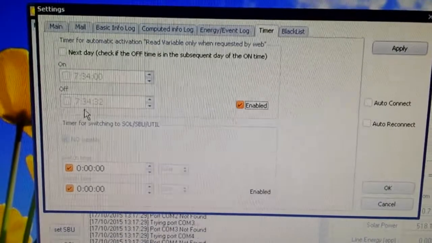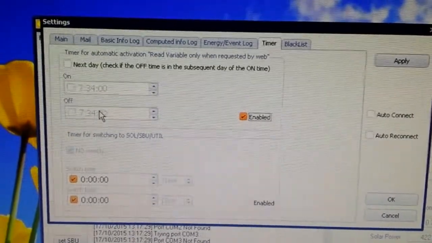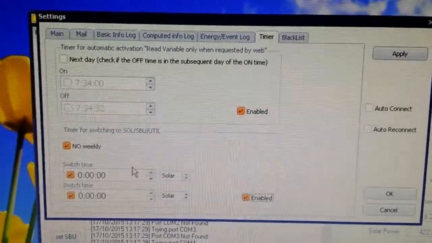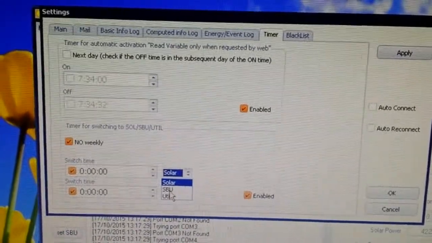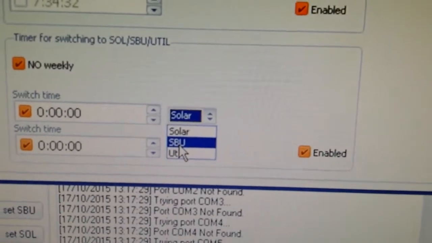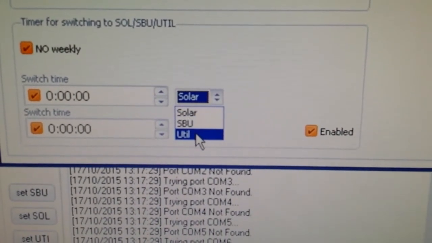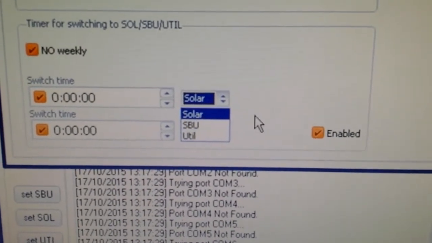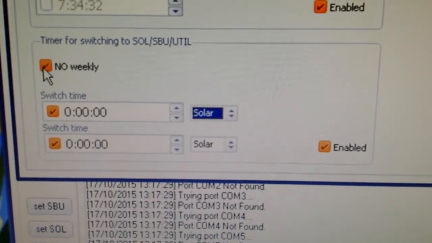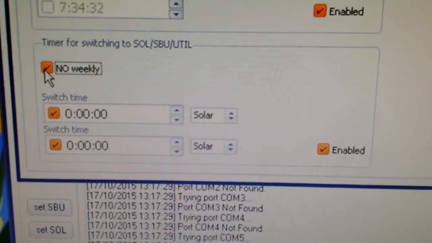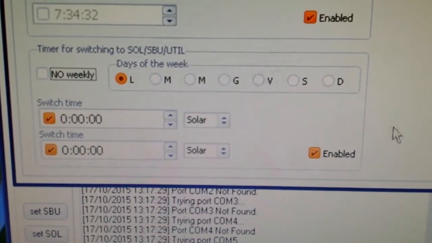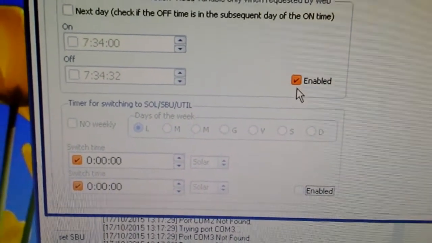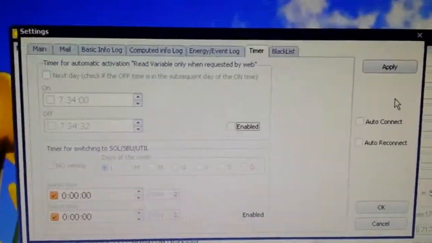You can enable a timer, and you can change it from battery to utility, or I guess in South Africa you would change from utility to battery or solar, and it can do this daily or whatever days of the week you pick. I have seen Peter Matthews using this feature, and it seems to work pretty well.